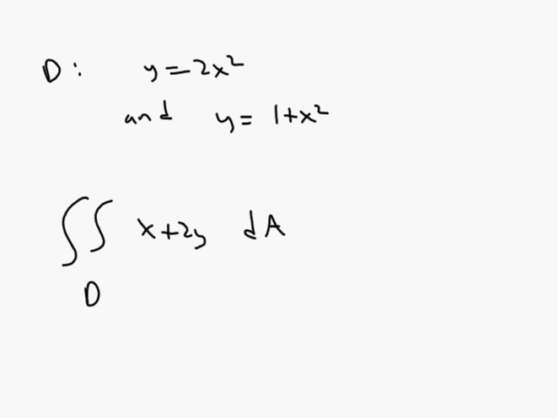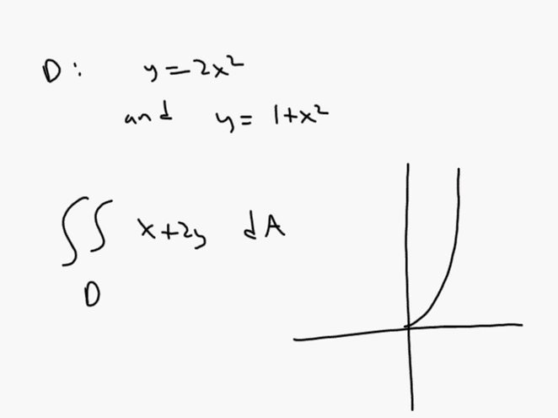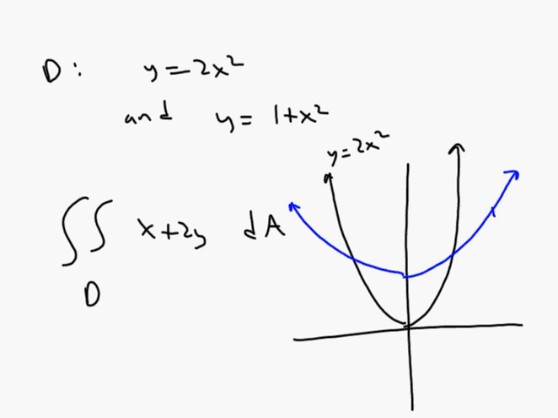So when you draw this region, this parabola is easy to look at. Here's y equals, this is an exaggerated version of y equals 2x squared. And here's another one. That's y equals x squared plus 1. So you can see that there's a region between these things. Now, you have to choose an order with which to integrate this.